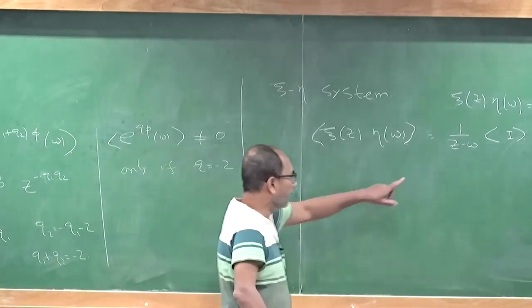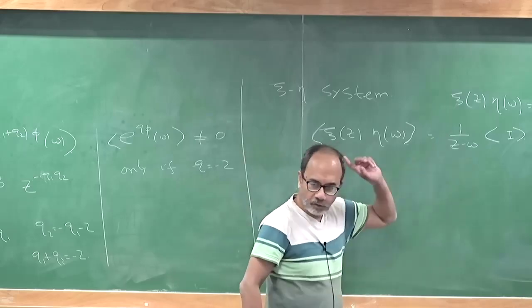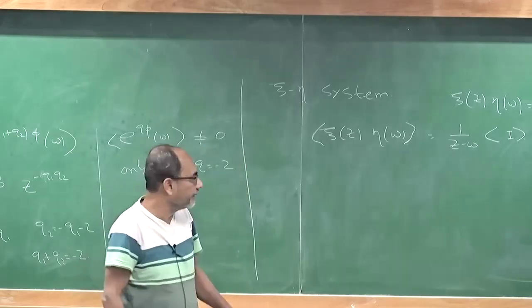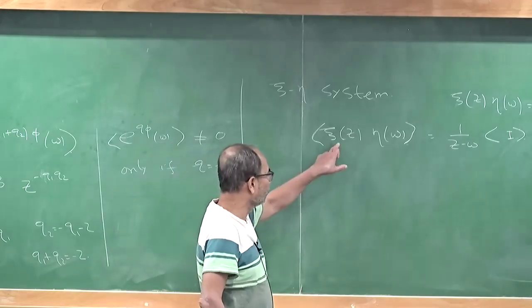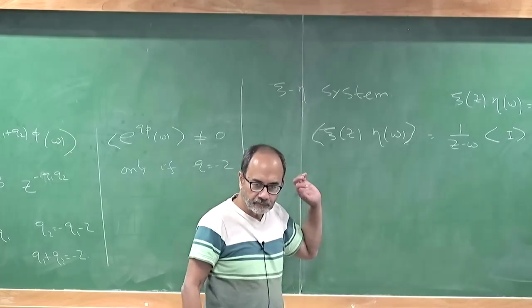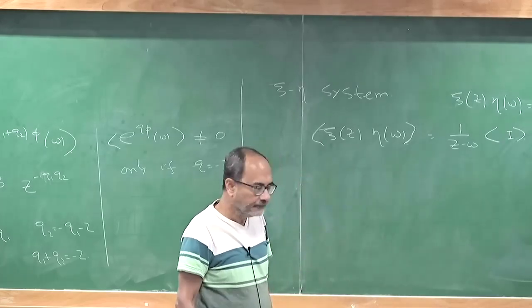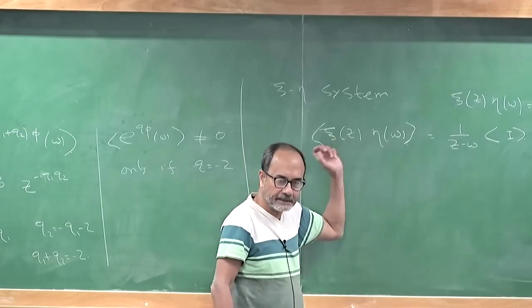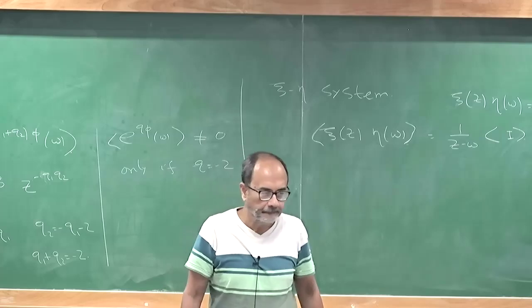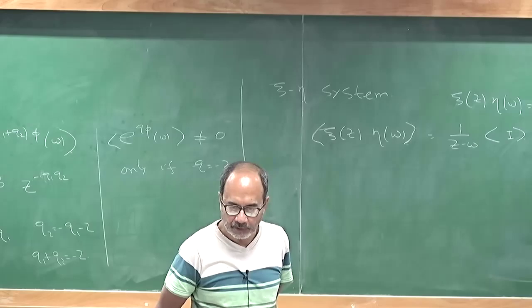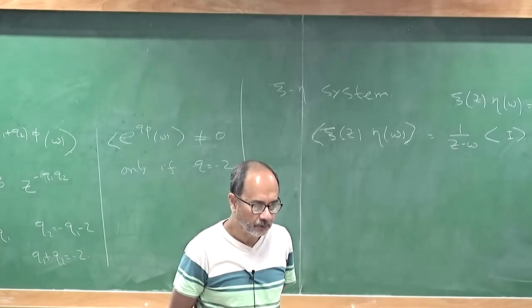Okay, but this one is not good, right? This cannot be non-zero. There are various ways to see it. First of all, xi has dimension 0, so as z goes to 0, this correlation function should go to a constant. It doesn't. And more generally, these two have different conformal weights. Xi has conformal weight 0, eta has conformal weight 1. So this 2-point function cannot be non-zero. It should be 0.